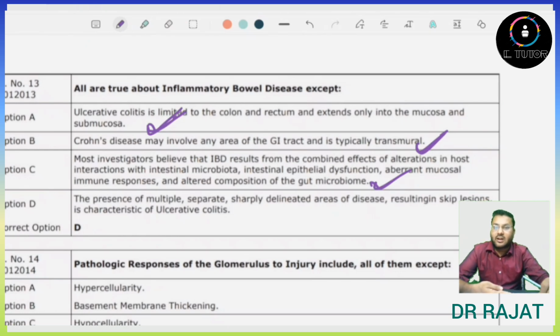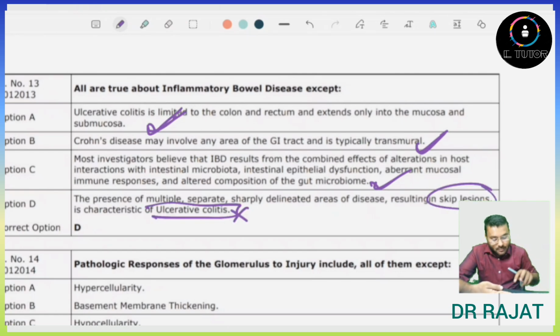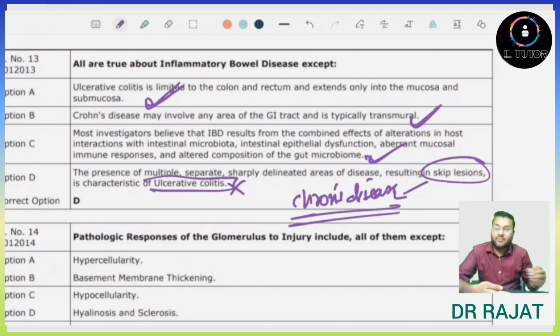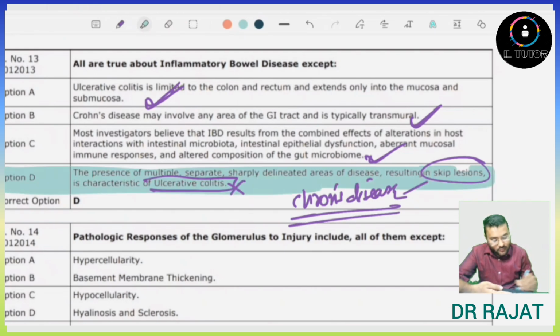The presence of multiple separate, sharply delineated areas of disease resulting in skip lesions is characteristic of ulcerative colitis. So this is a false statement because we know that these skip lesions are the feature of Crohn's disease. So this is a false statement. Answer will be option number D. It is a false statement.